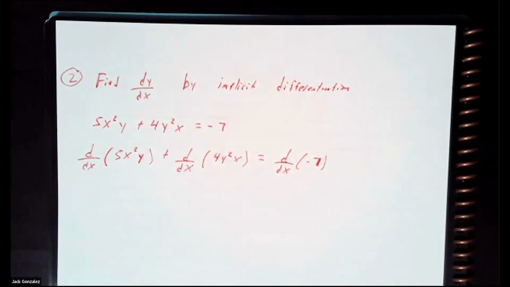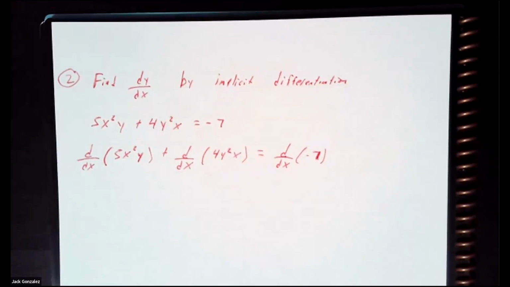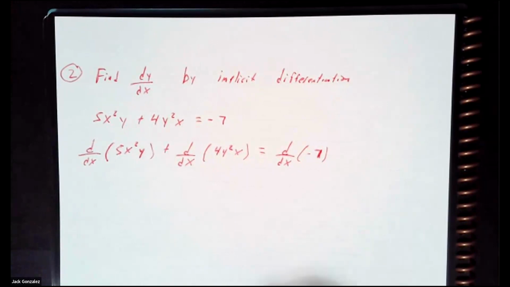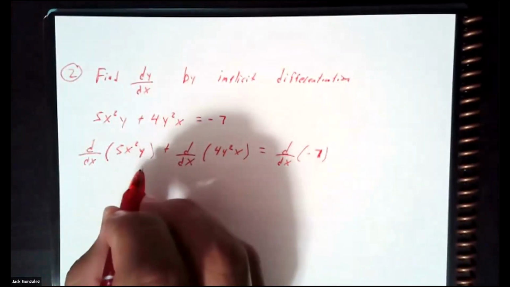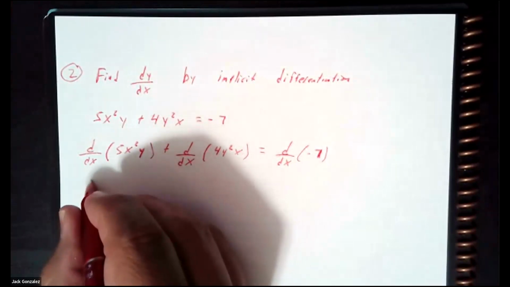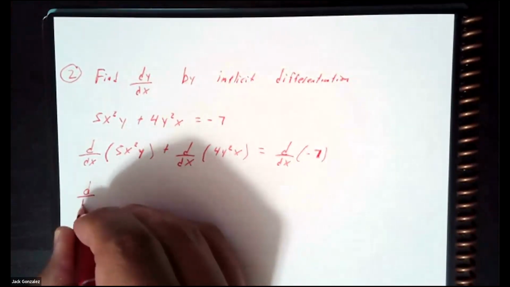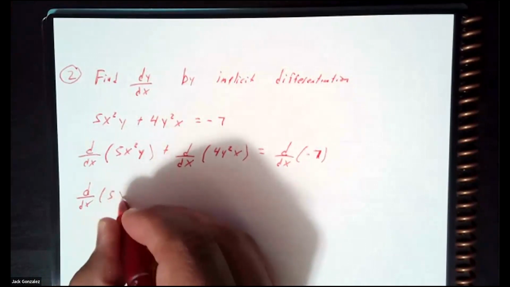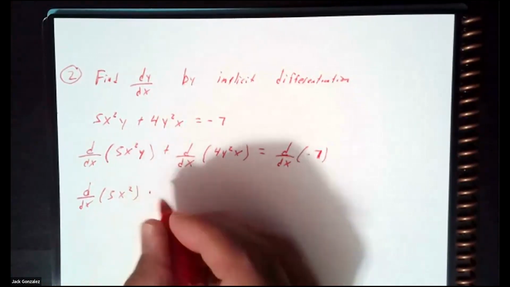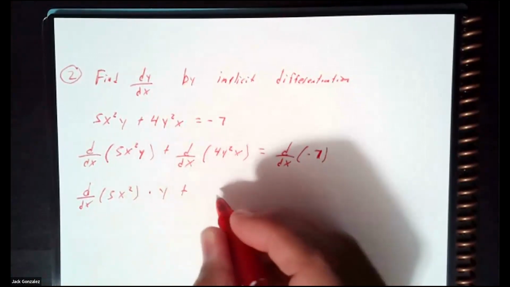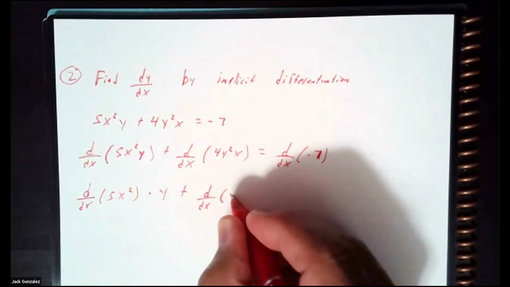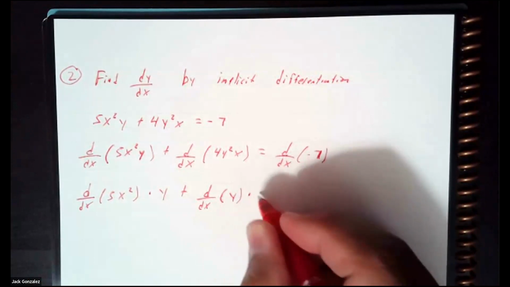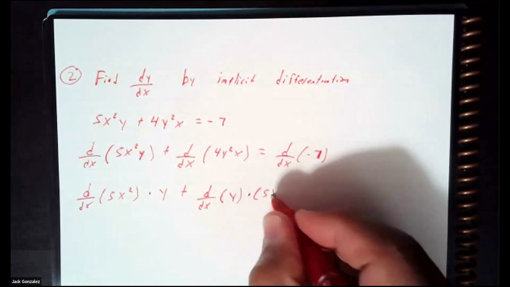I don't know why I wrote that at an angle. Okay. The derivative of this piece is a chain rule. So the derivative of the first part. So this is how I'm going to do it. d/dx of the first piece times the second piece plus derivative of the second piece times the first part.